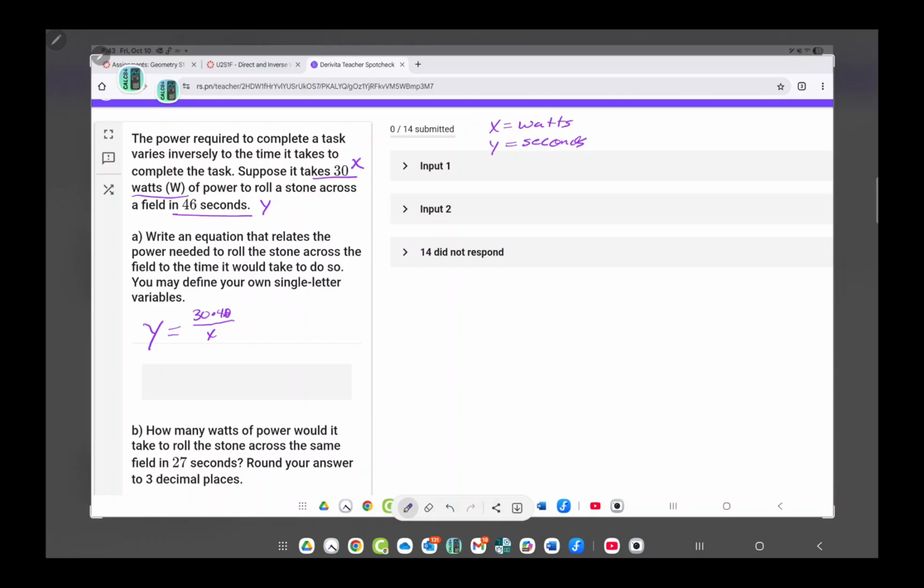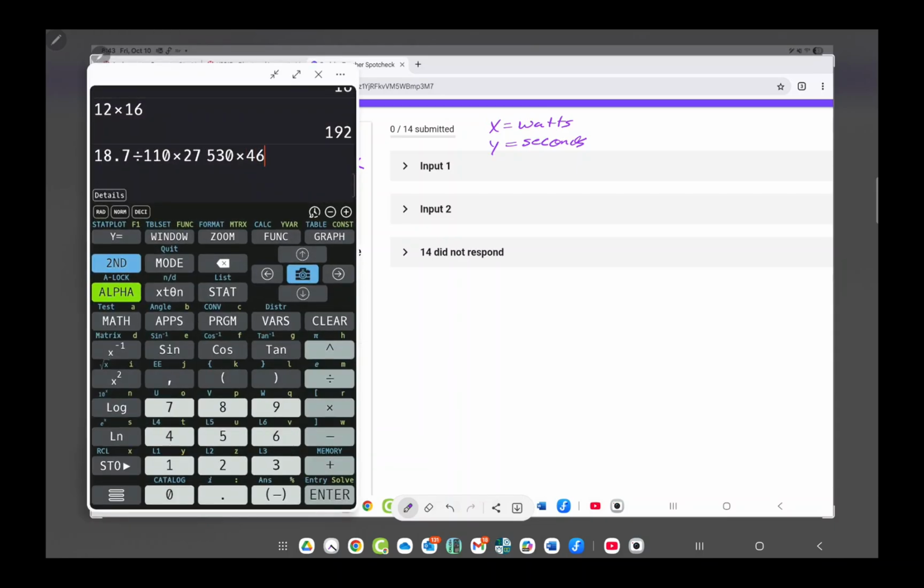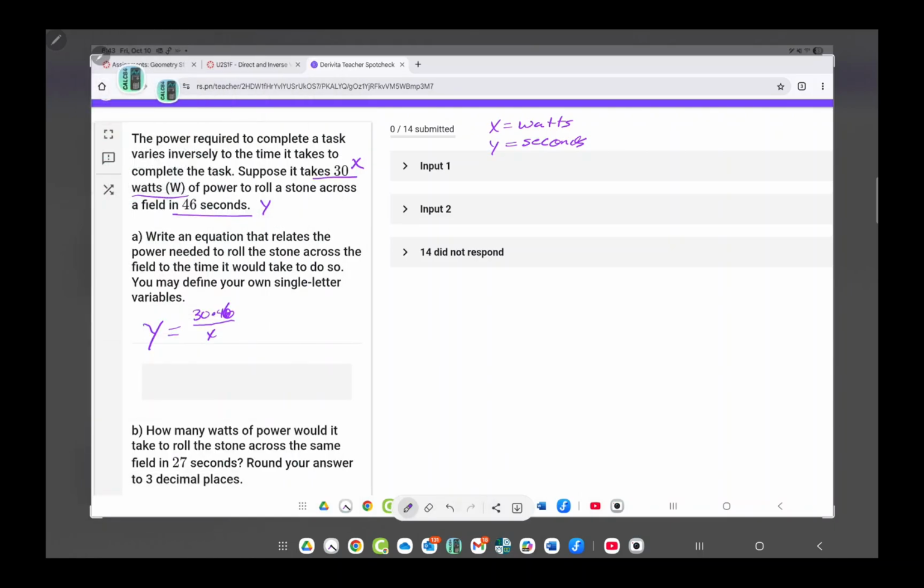Now, 30 times 46, let's see what that is. 1380. So I have y equals 1380 over x. Now, this one does say round your answer to 3 decimals, so do round your answer. That's nice, because it does say. So how many watts of power would it take to roll the stone in 27 seconds? So y is equal to 1380.